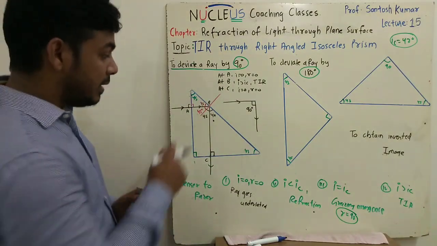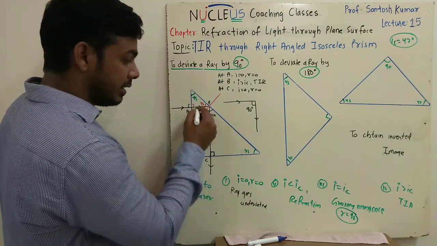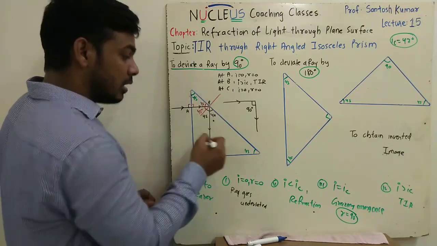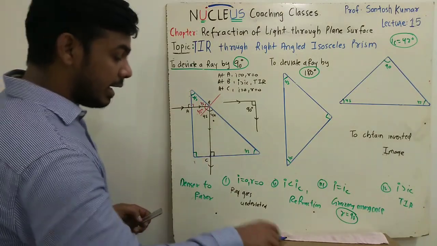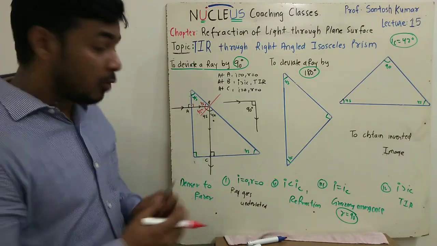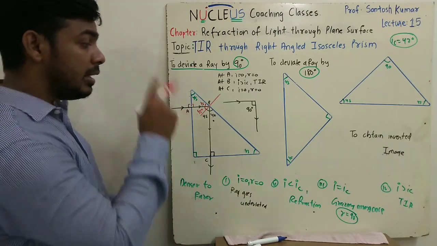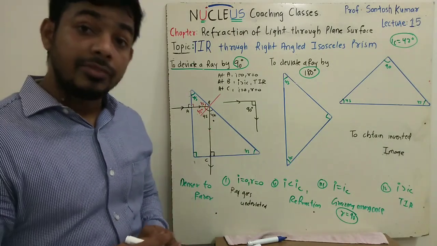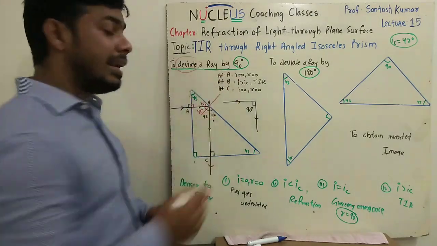That means this was the incident ray, this was the refracted ray, this was the reflected ray, and this is the emergent ray. So finally we can see that if a ray is incident normally on one of the sides of the isosceles right angle prism, it is going to be deviated by 90 degrees.